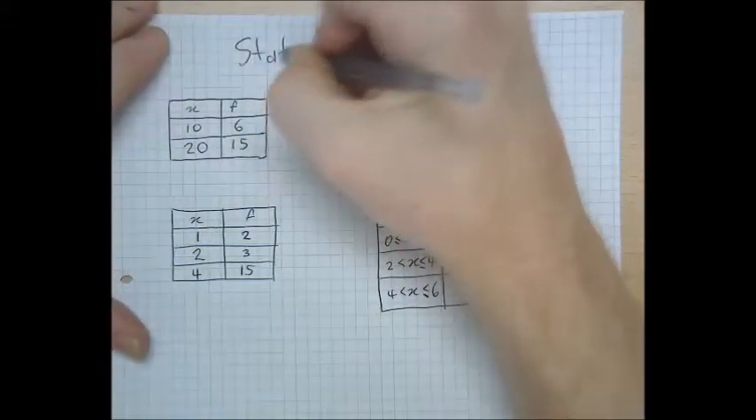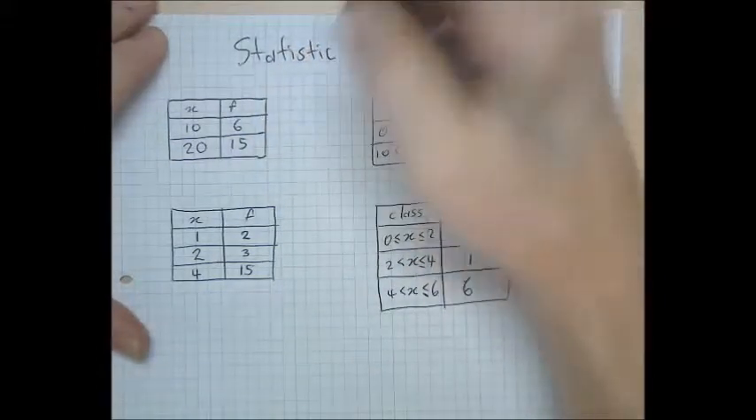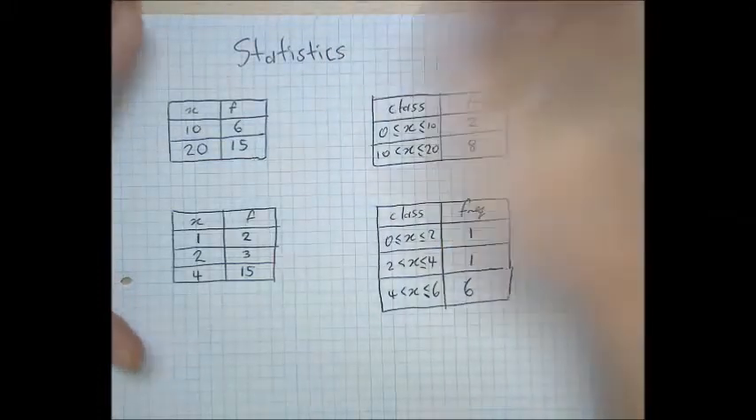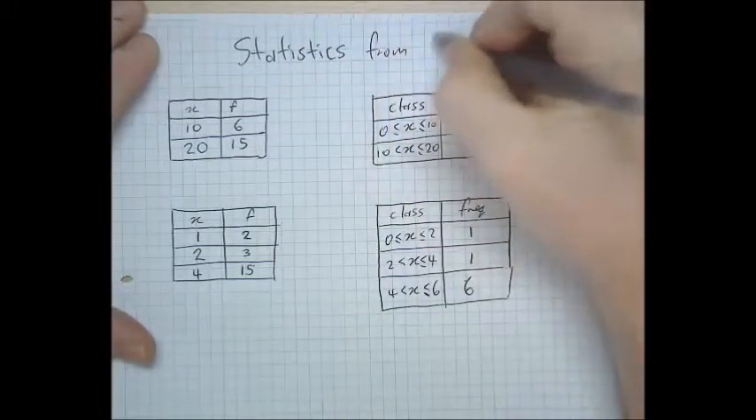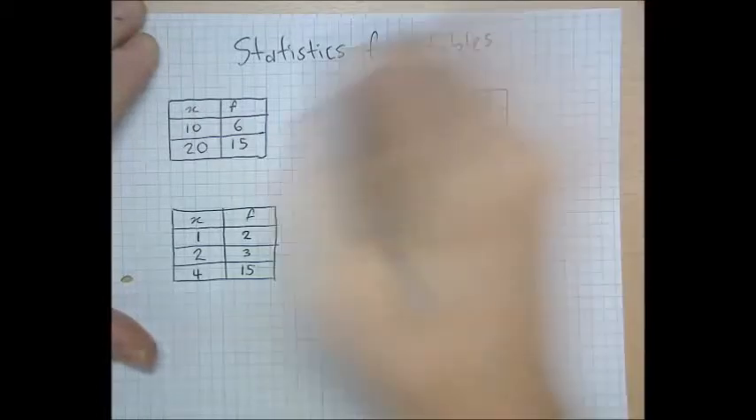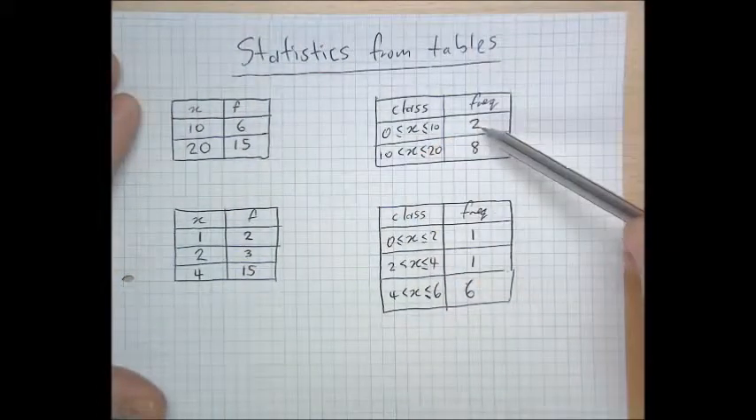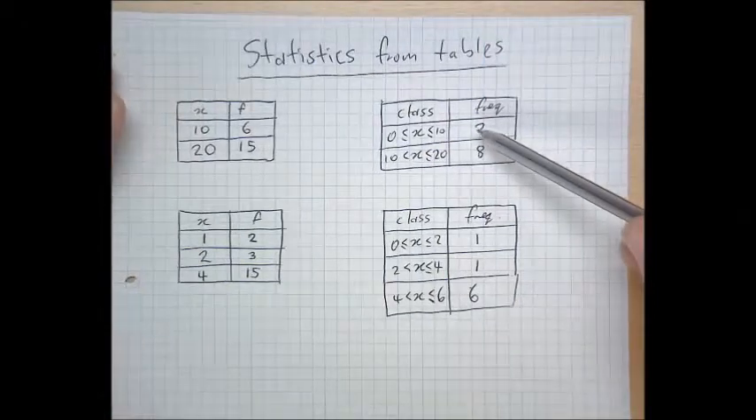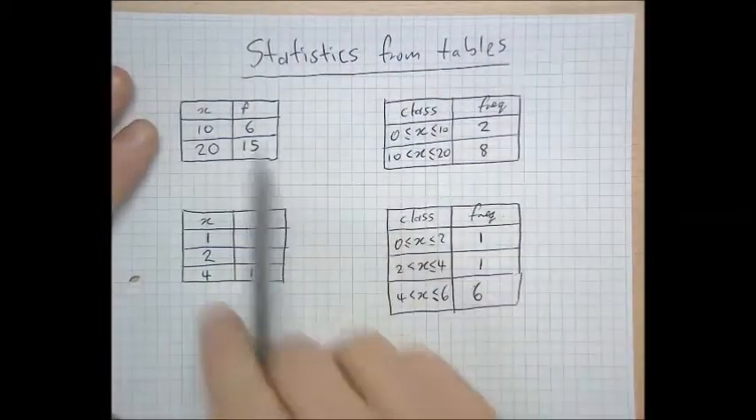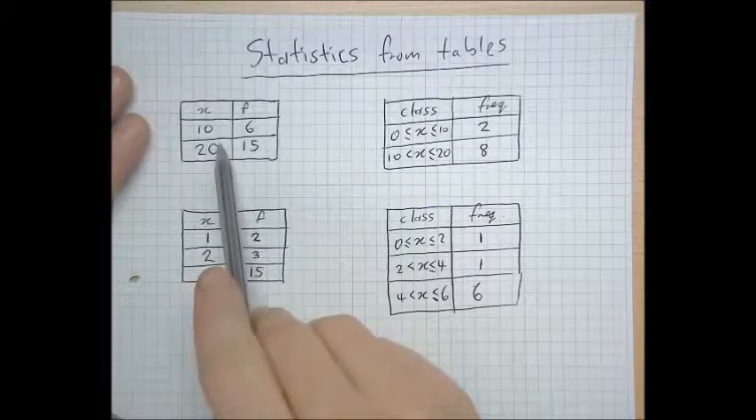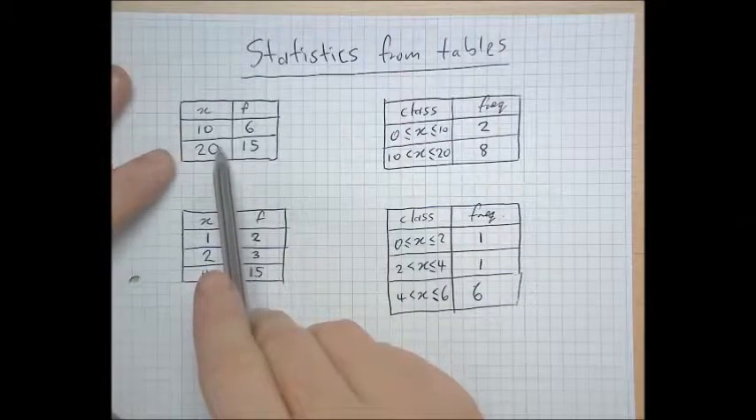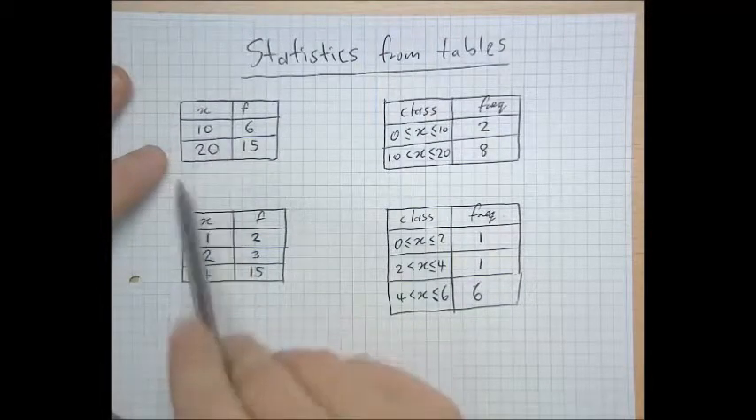This video is about how to extract the famous statistics from tables. Now there's two types of tables, the ones which actually tell you the data and the ones which just tell you in what classes the data falls. Just to remind you what the table means. It's just a method of saving time from having to write out a massive list with lots of repetition.